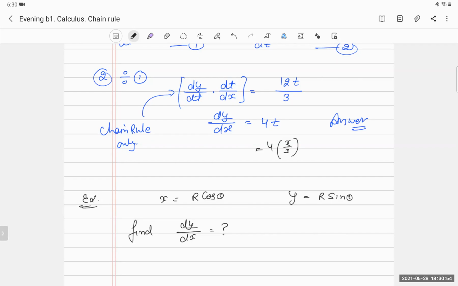So r is constant, tan theta. Yes, r is constant. So minus cot theta. Yes sir, minus cot theta. Okay. So suppose now if I ask you the answer should be represented in terms of x, then how will you do it?